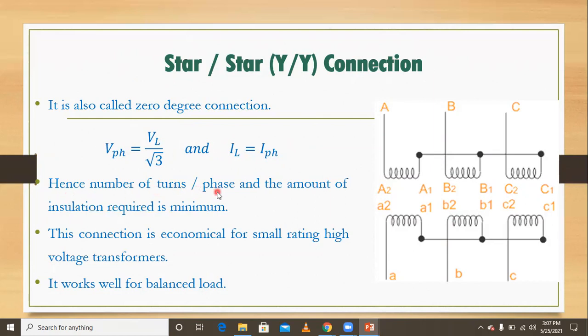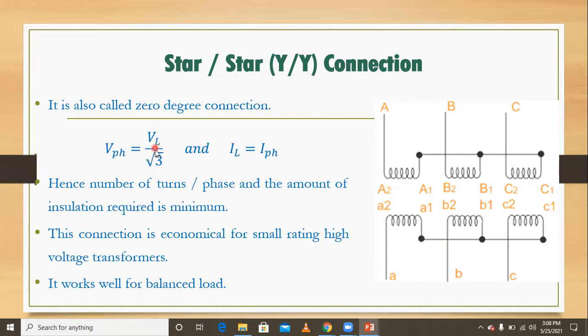The number of turns per phase and the amount of insulation required are minimum. Understood? Since phase voltage is equal to VL by root 3, the operating voltage handled by the phase winding is less. That's why the insulation required is less. The phase voltage is nothing but the line voltage by root 3, so dividing the line voltage by root 3 reduces the voltage.